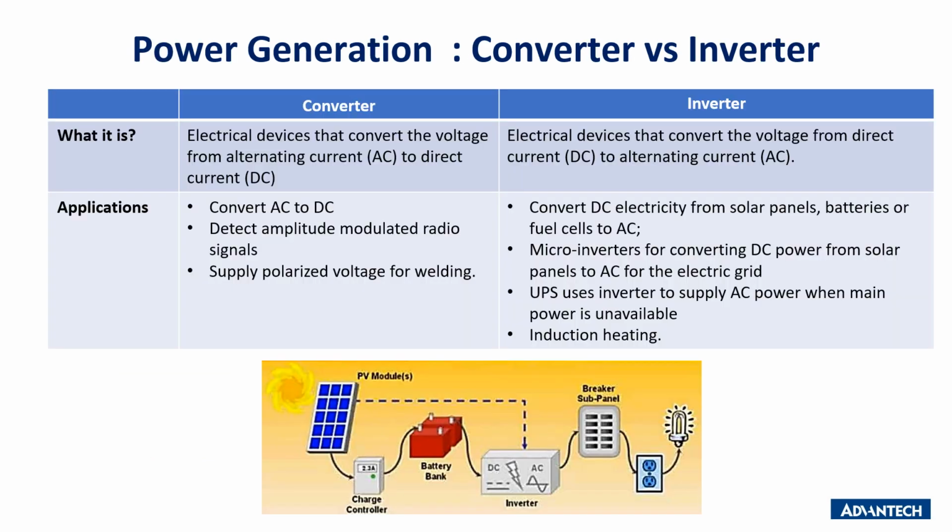Converter and inverter are two concepts that are easily confused, however we will make a comparison between the two. The converter is an electrical device that converts the voltage from alternating current, AC, to direct current, DC. Converters are a fundamental part of most electronic devices. The inverter does the opposite work. It converts the voltage from direct current, DC, to alternating current, AC.